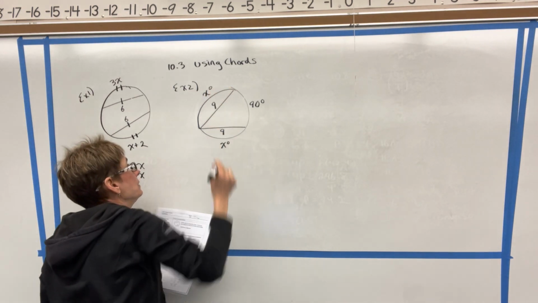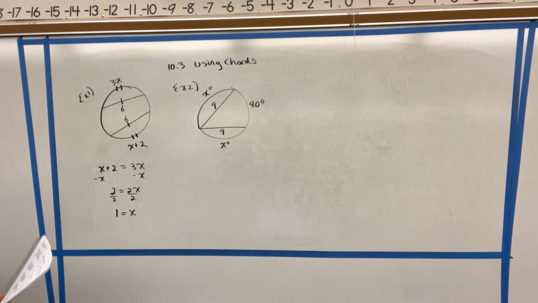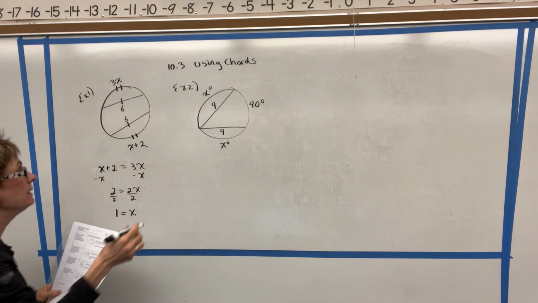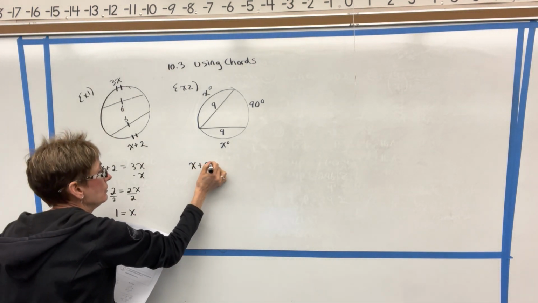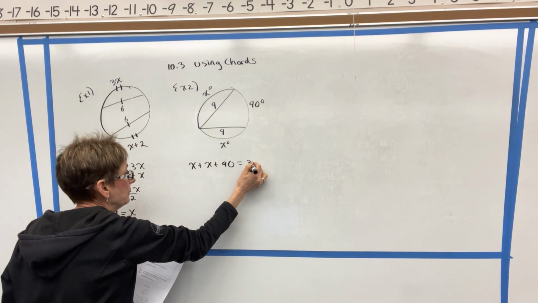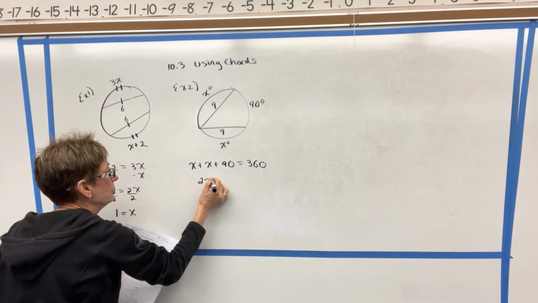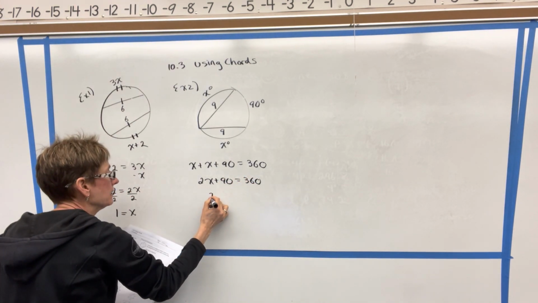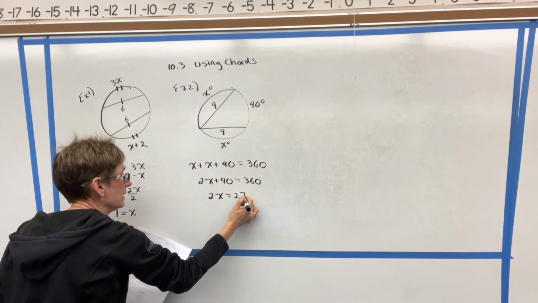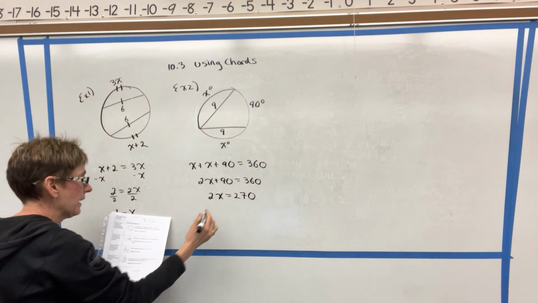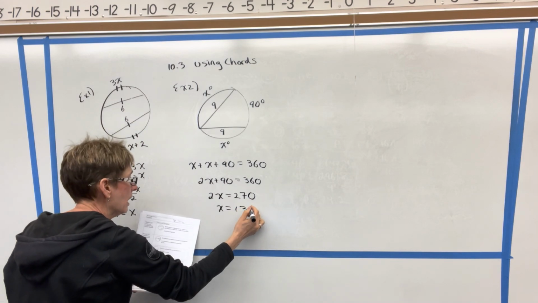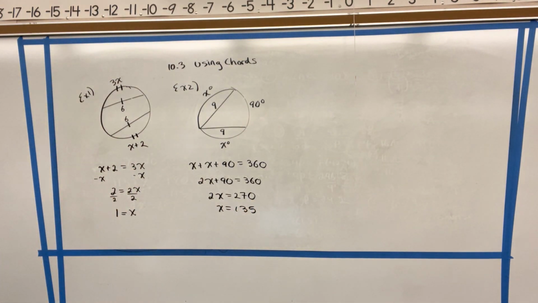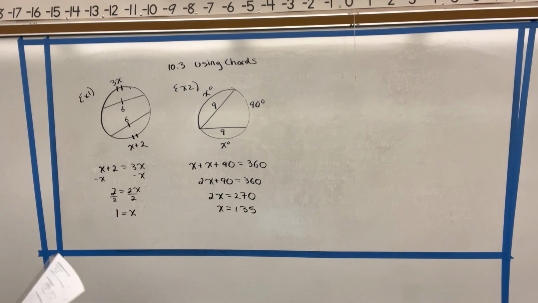The thing for me to notice in this situation is that if this is x degrees, this would also have to be x degrees, because if the chords are the same, then the arcs would need to be. So I also know that all three angles have to add up to 360. So I would have 2x plus 90 equals 360. When I subtract 90 from both sides, I would get 2x equals 270, and then dividing by 2, I would get 135. So that is the basic value that I would get there using the first theorem.